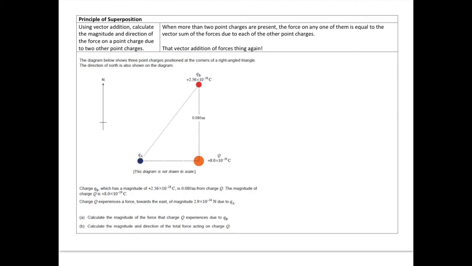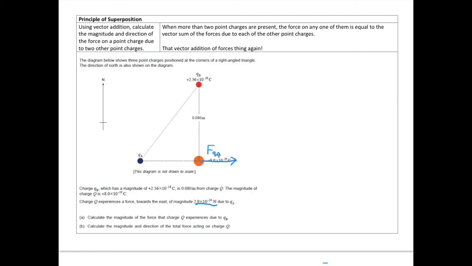Now this question might seem a bit tricky, but it's actually trying to help us out because it's told us charge Q experiences a force towards the east of magnitude 2.9 times 10 to the minus 24 newtons due to QA. So we know that due to QA, we get a force in that direction. That's the force due to QA, and we know that's 2.9 times 10 to the minus 24 newtons.